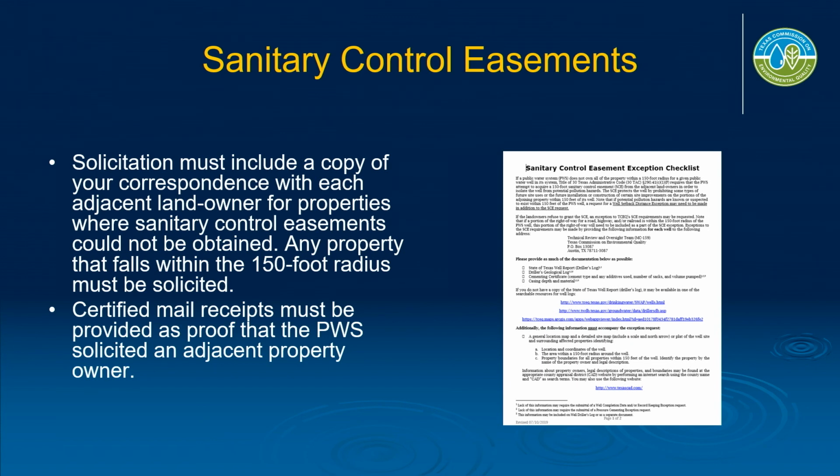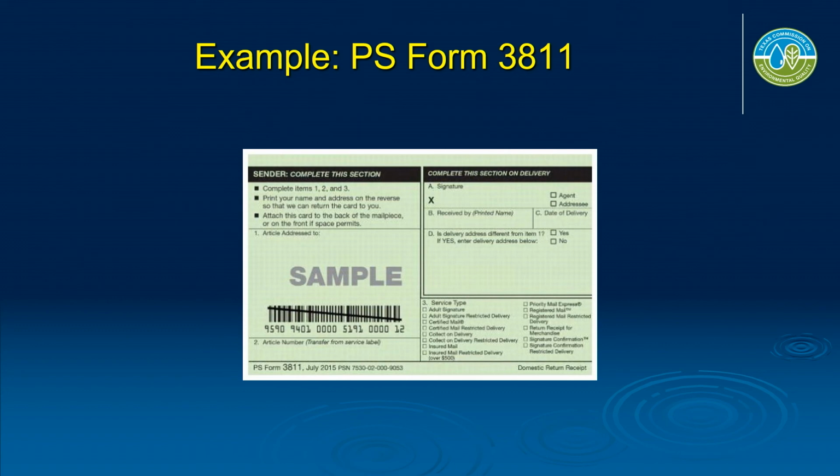The certified mail receipts must also be provided as proof that the PWS solicited an adjacent property owner. We just want to see that you guys have made a good faith effort to contact those adjacent property owners for sanitary control. If you can see here, this is an example of a certified mail receipt. We'd like to see this. It can show us when it was delivered or anything like that.